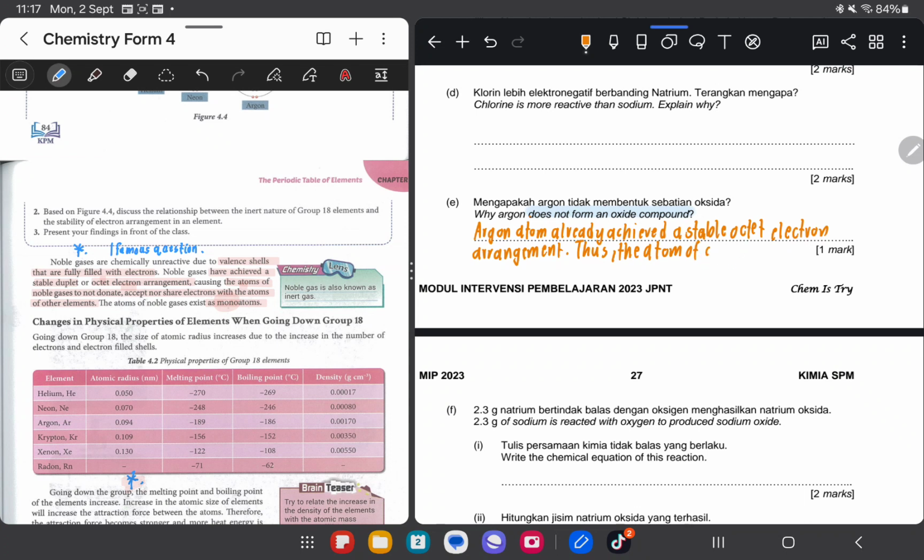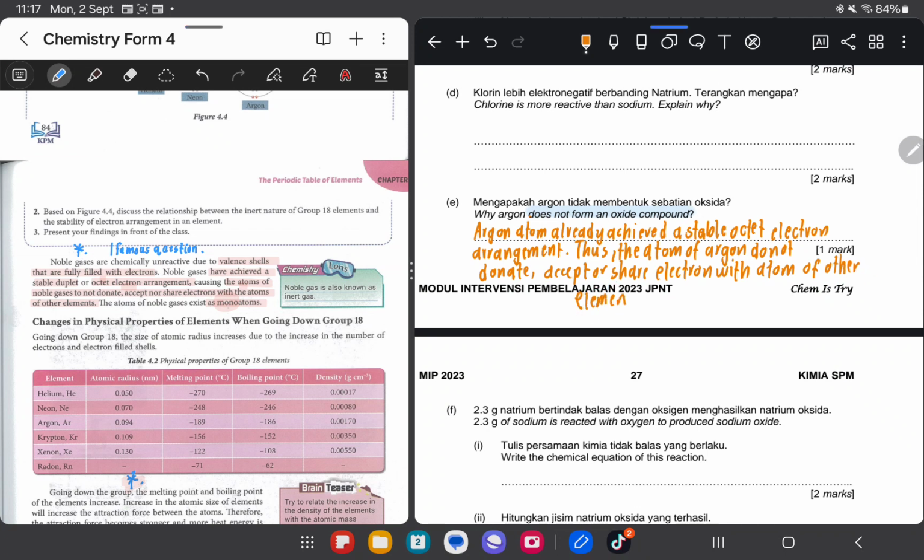of argon do not donate, accept or share electrons with atom of other element. So this is the way to answer.